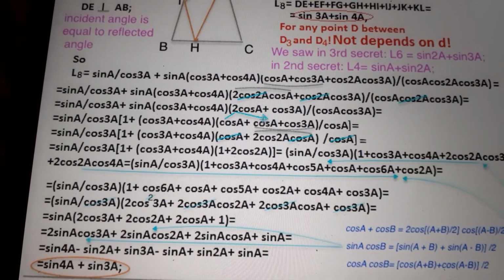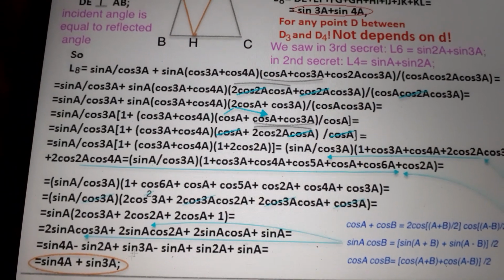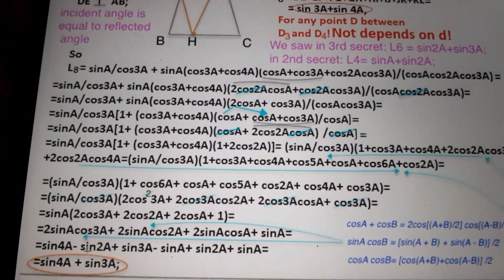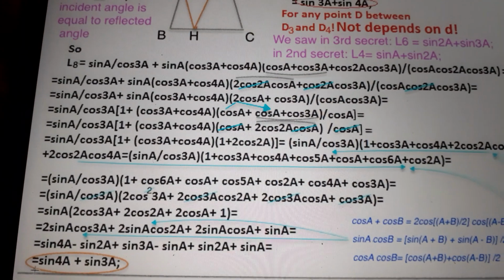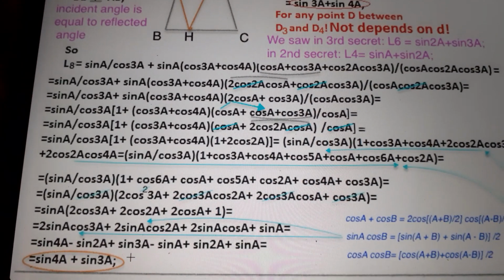And we see that this is proved. Our goal is achieved, and we get here the expression that we expected from its value.